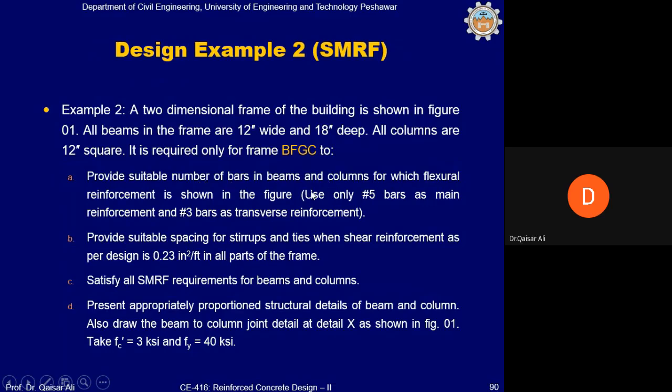We are required to provide a suitable number of bars in beams and columns for which flexure reinforcement is shown in the figure. And we have to use only number 5 bar as main reinforcement, and number 3 bar as transverse reinforcement. We have to provide suitable spacing. This example is taken from one of the examination questions that was placed in one of the papers.